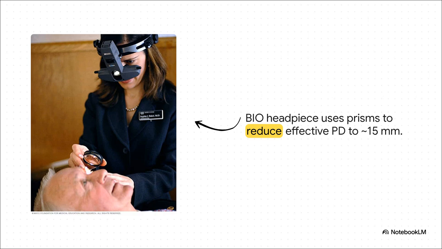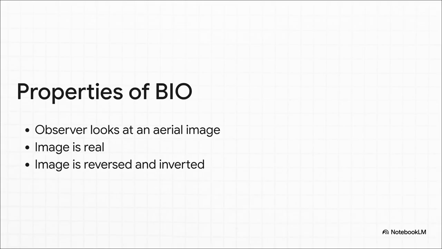That is exactly what grants you binocularity, and crucially, true stereopsis. Because of this wild setup, the properties of the image change completely. You are no longer looking directly at the retina.